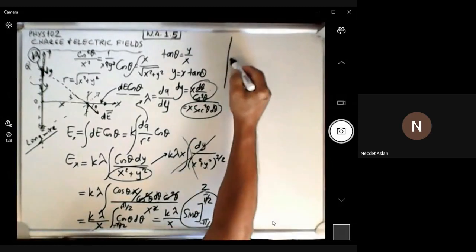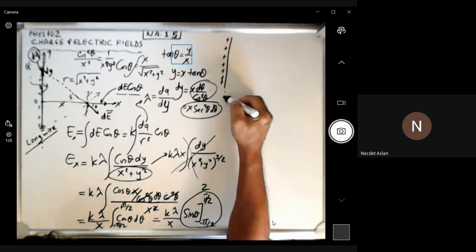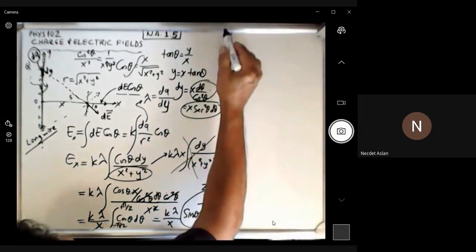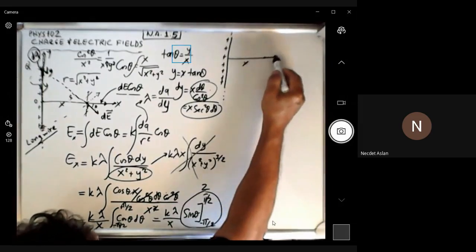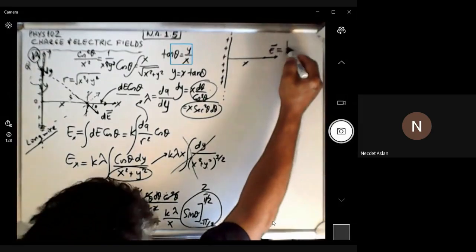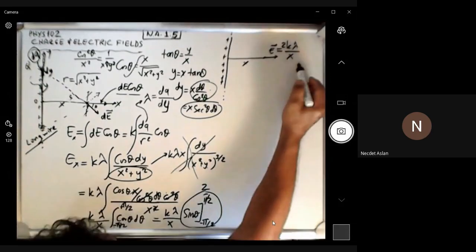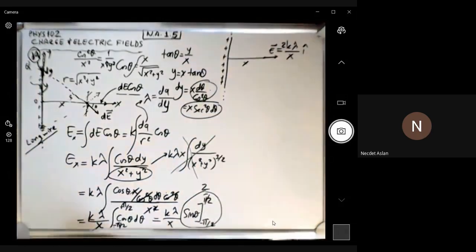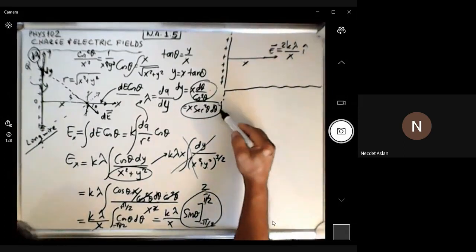So basically what we have found is that if there is a charge distribution along a wire, later these charges will move and create a current, but now they are just hanging there. If the distance is x, the electric field is totally in this direction, and it is given by 2k lambda over x, in the x direction. So this is the electric field due to a very long wire. Now we just modify this problem and see what happens if we have another case.